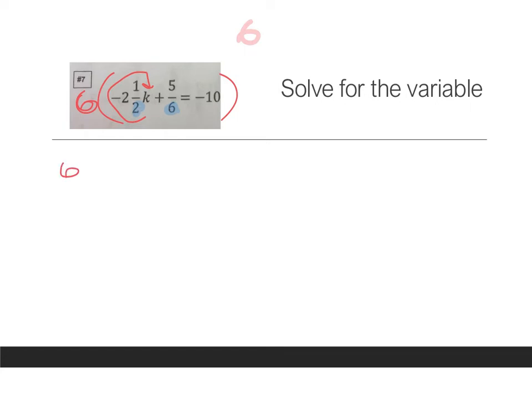So we're going to do 6 over 1, and we're multiplying that by, okay, let's see what it's going to be improper. 2 times 2 is 4, plus 1 is 5 over 2, which gives us 30 over 2, which is 15. So we are left with -15k. Now I need to multiply 5/6 times 6.